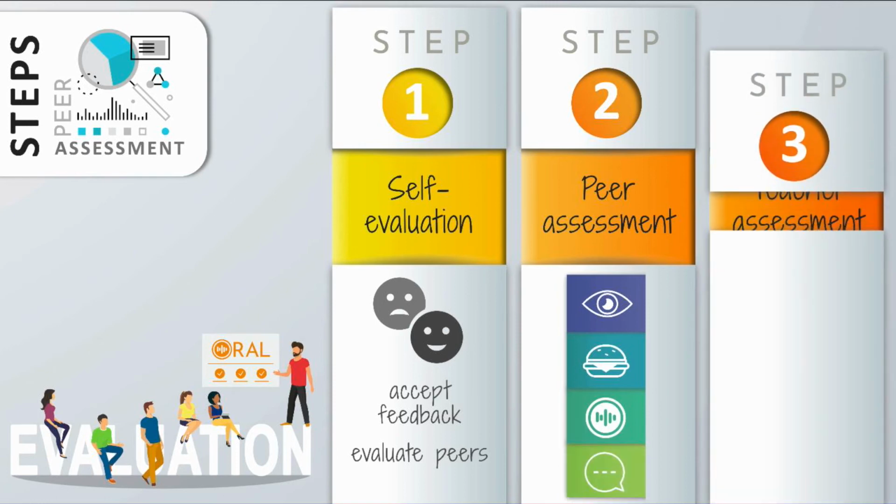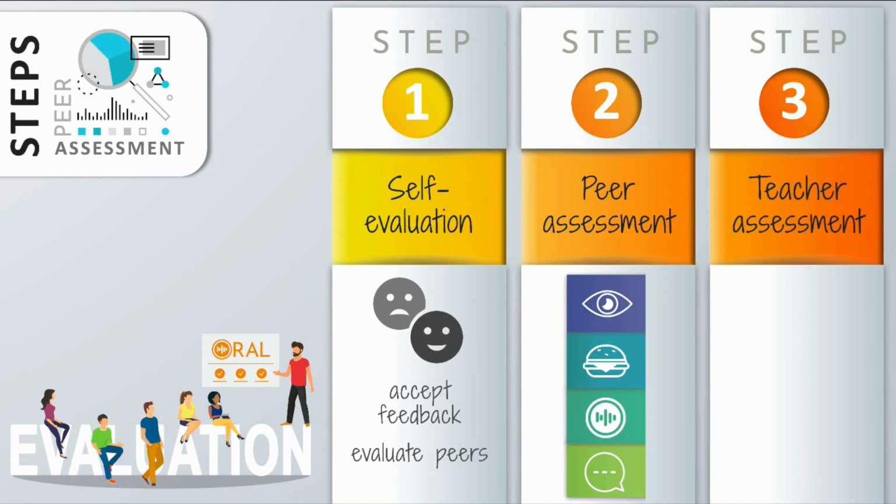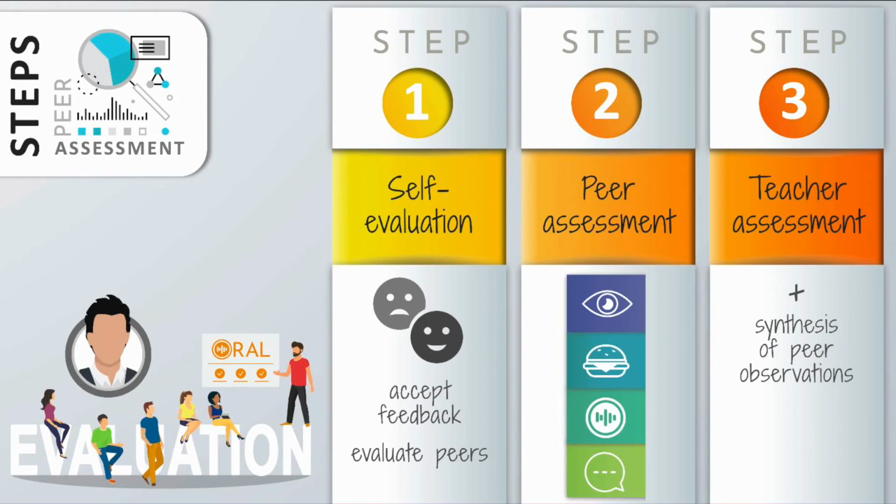Step 3. Teacher assessment. Finally, the teacher makes his own assessment as well as a synthesis of the peer observations. This step is often very short since students' comments are usually accurate and precise due to the instruction they have received beforehand. This means that the teacher often only needs to confirm and summarize student evaluations.